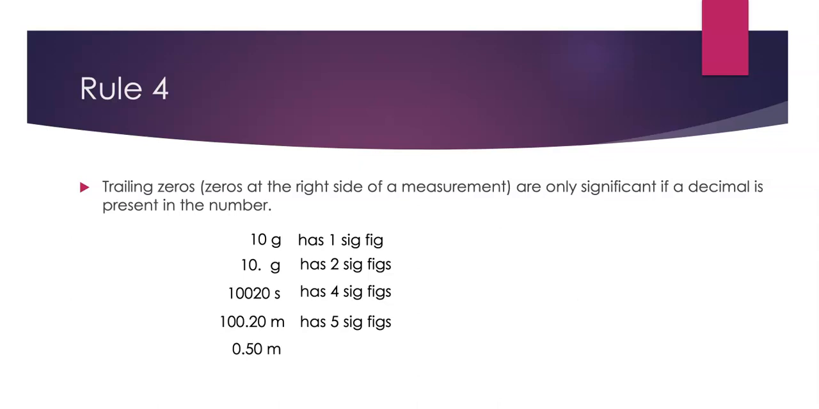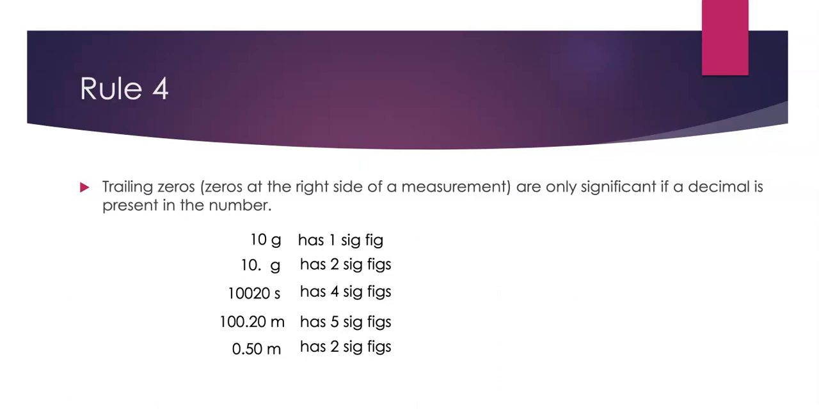Okay. And one final example, if it's 0.50 meters, I've got a leading zero, which is never significant. I've got a trailing zero and a decimal. So the right-hand zero is significant, but the leading zero on the left is not, and there are 2 sig figs in that measurement. Okay, there's one more rule.